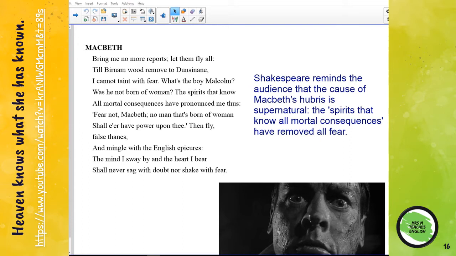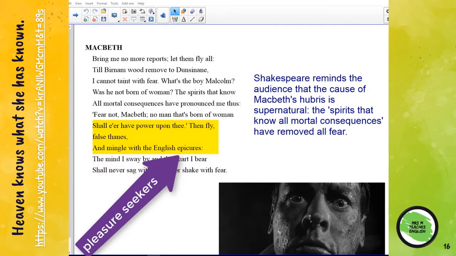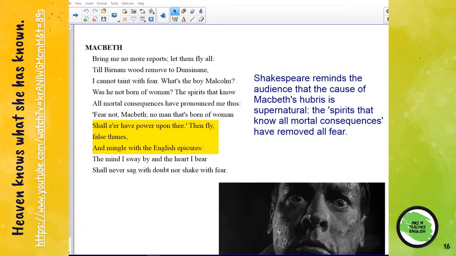Macbeth calls to the Scottish lords who are departing his castle, stating, "Fly, false thanes, and mingle with the English epicures." In other words, dismissing them. He doesn't need these people to defend his castle because he feels invulnerable.